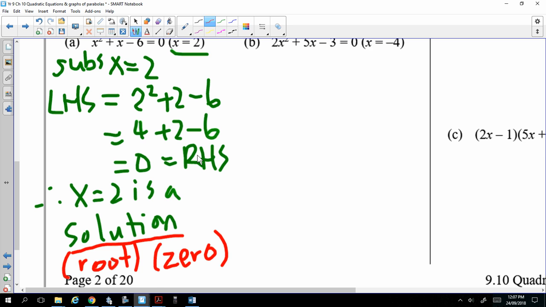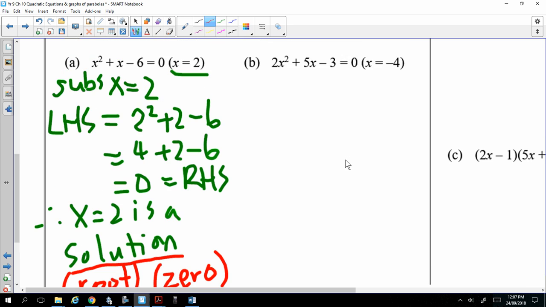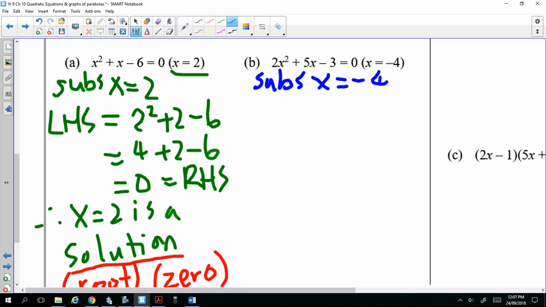Can you try to check whether the next one is an answer? So substitute x equal to -4. Have a try. See if it works. You can use a calculator. All right, just let's continue. Now be careful with the -4. Make sure you put a bracket -4 squared. Otherwise, it gives you a different answer.